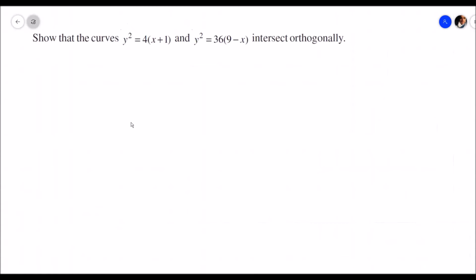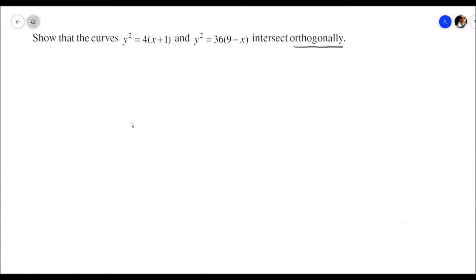Show that the curves y square equal to so and so and y square equal to so and so intersect orthogonally. So for this, you need to know the word orthogonality, right? The word orthogonally is just a fancy word for perpendicularity. So all you need to do is show that the curves so and so and so and so intersect perpendicularly, right? So that means their slopes should be of the form m1 m2 equal to minus 1.